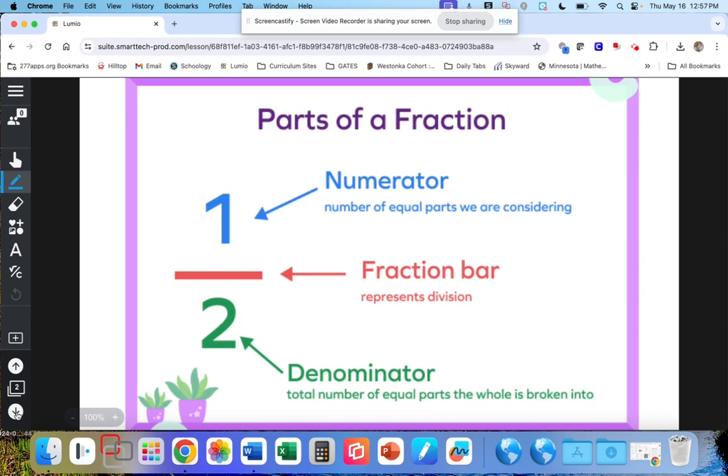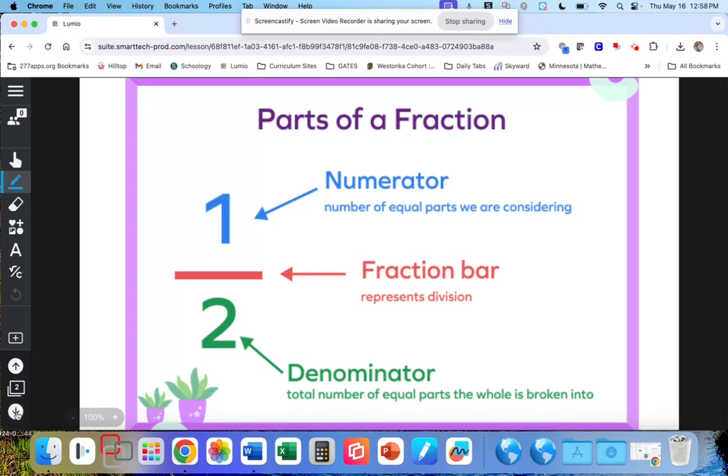The first thing we always have to remember is all the different parts of a fraction. Remember, a fraction is just part of a whole. So we probably don't have the whole amount of something, but we have just a portion of it. The top number is called the numerator, and that is how many pieces you might have out of the whole. The bottom number tells us how many pieces the whole is divided into, and that's the denominator.